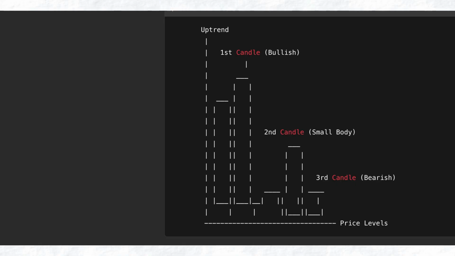This is a simplified structure of the evening star pattern, where a stock has been in a steady uptrend and forms an evening star pattern. Look at the chart closely. First candle. The stock opens at $100 and closes at $110, forming a strong bullish candlestick. Second candle. The stock opens at $111, trades within a narrow range, high of $112, low of $109, and closes at $110.50.